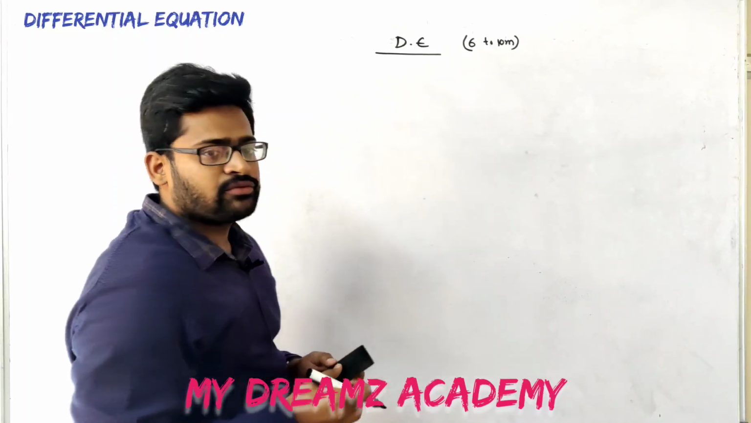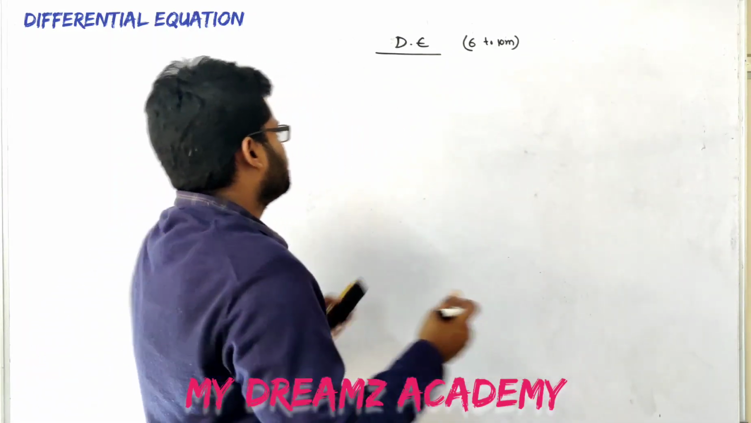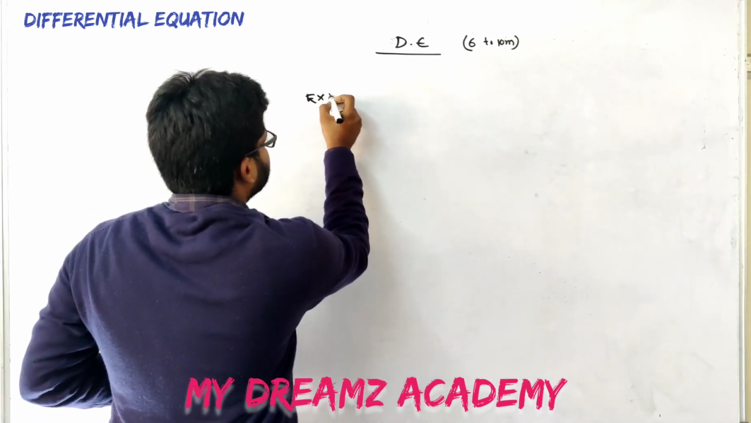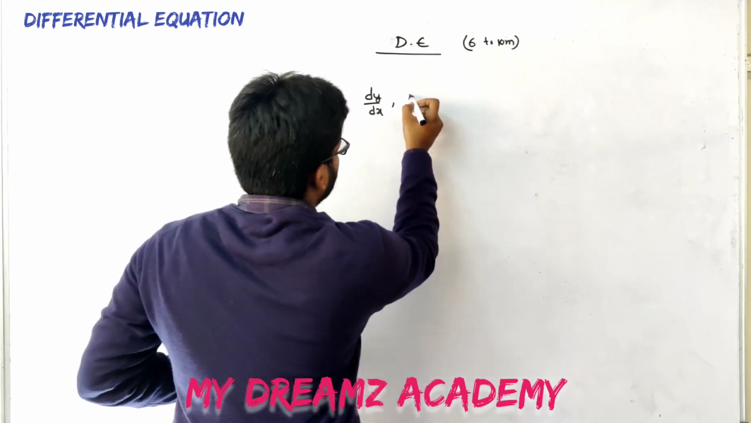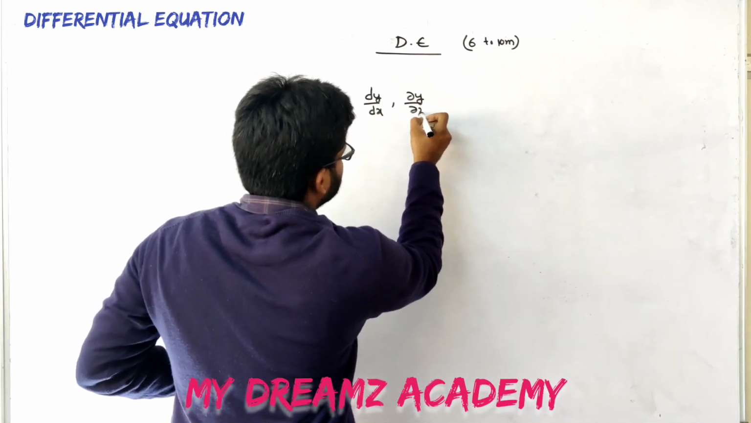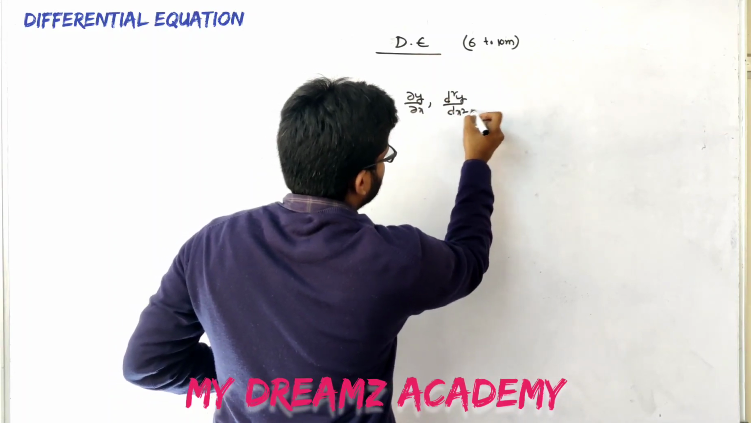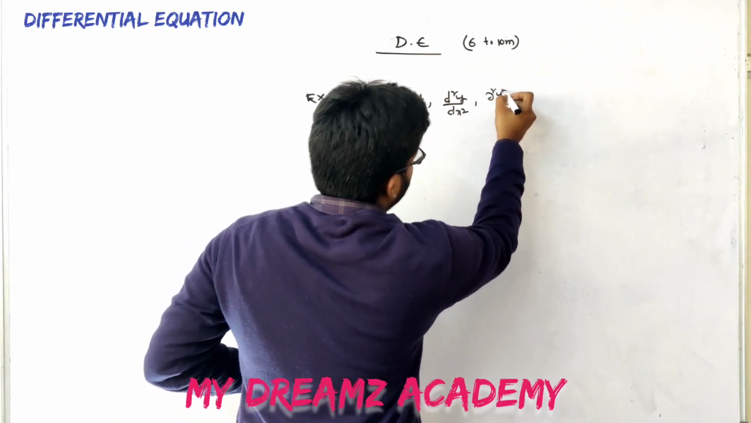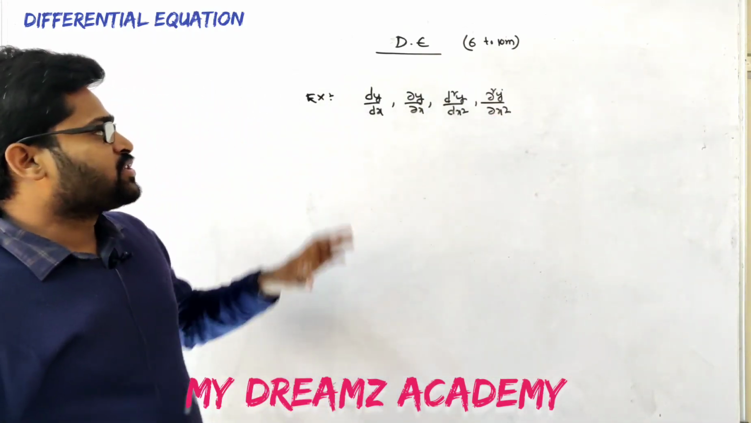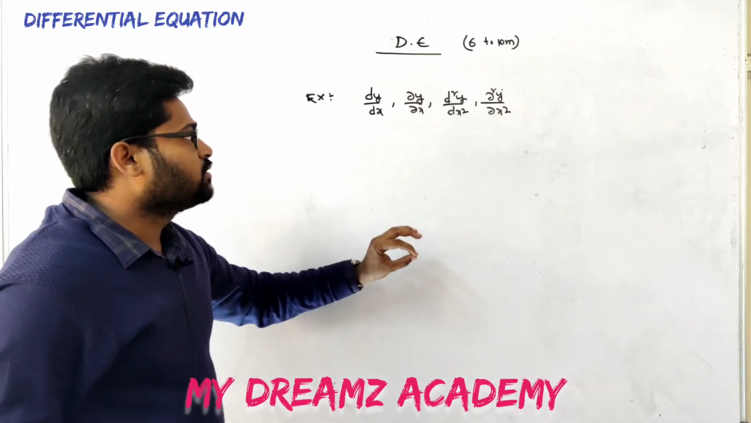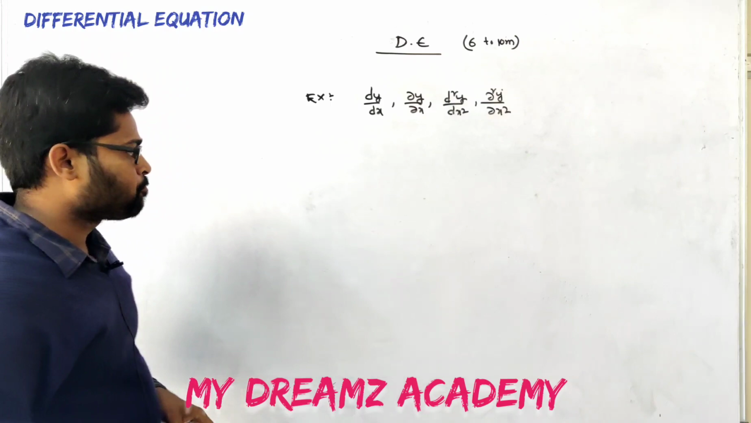Any equation which contains differential coefficients is known as a differential equation. Examples: dy by dx, dou y by dou x, d square y by dx square, dou square y by dou x square. These are all differential coefficients. Any equation which contains differential coefficients is known as a differential equation.